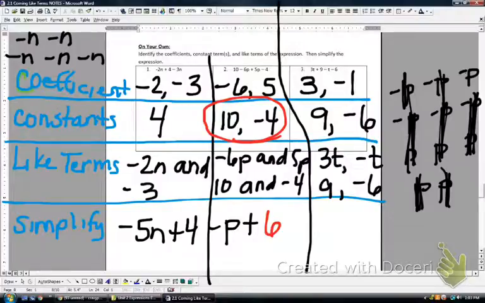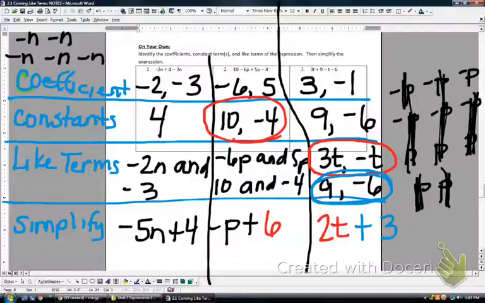So then when I simplify that, here's what I'm looking at. I'm looking at this. So I have 3t minus t, that's 2t. Then I have 9 minus 6, so that's plus 3. So that expression simplified is 2t plus 3.